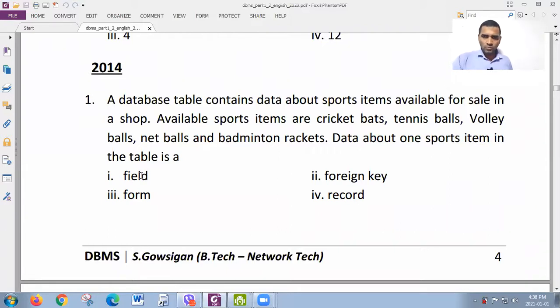Okay, so I hope you understood the question. I will read it out again. The database table contains data about sport items available for sale in a shop. Available sport items are cricket bats, tennis balls, volleyballs, netballs, and badminton rackets. Data about one sport item in the table is what? What's the answer?